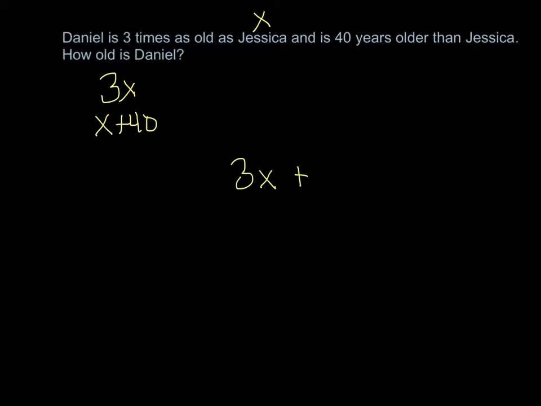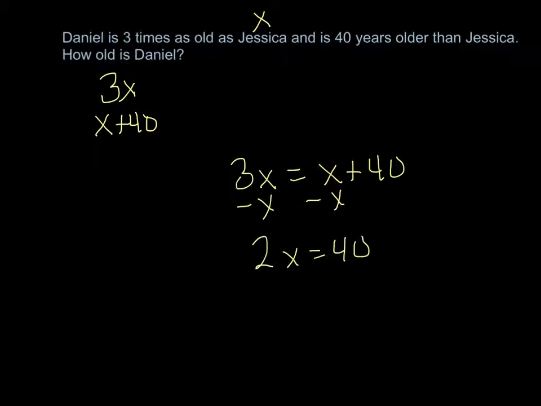3x equals x plus 40. Then we subtract x. So 2x equals 40. Divide by 2. x equals 20.